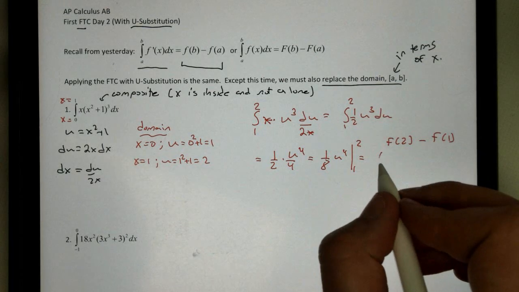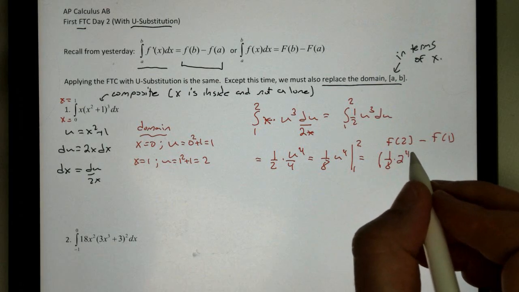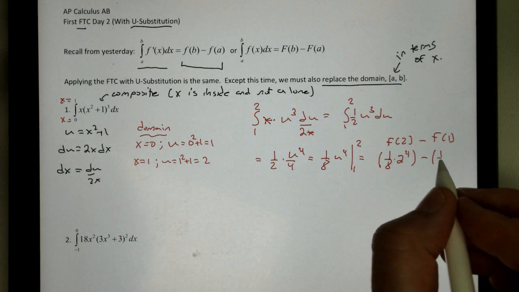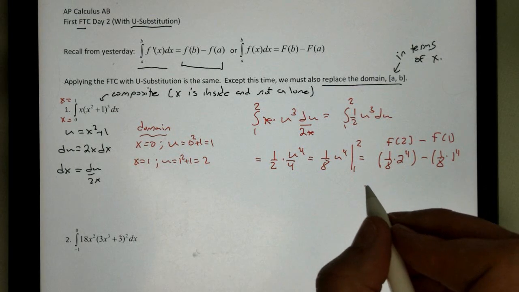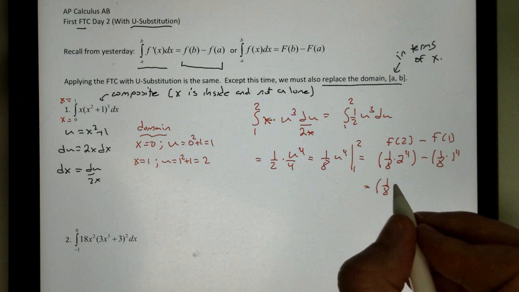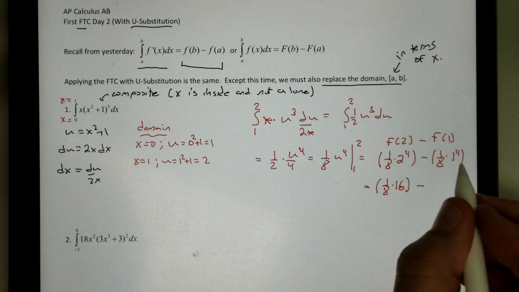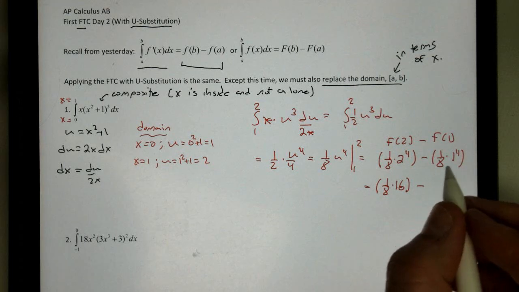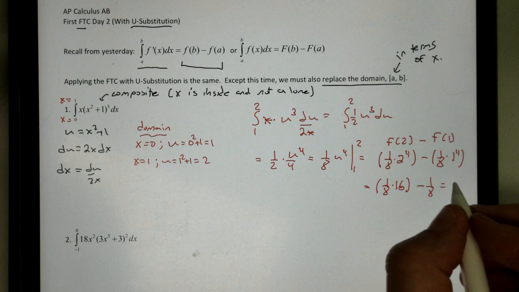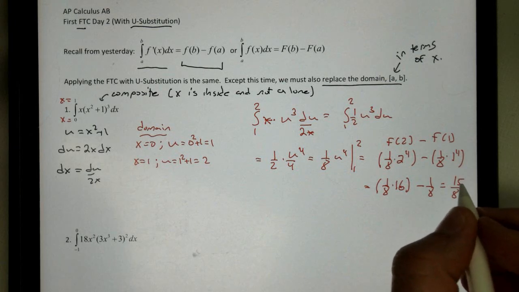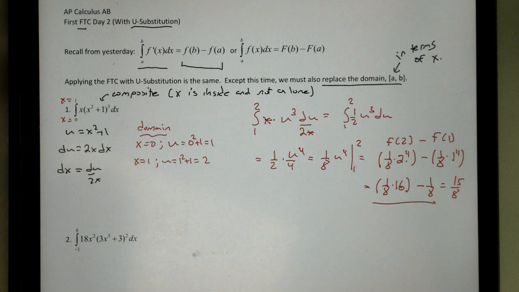Plug in. We're going to get 1/8 times 2 to the 4th, minus 1/8 times 1 to the 4th. And we shouldn't leave 2 to the 4th. We should know what that is. This is 1/8 times 16 minus, and again, 1 to the 4th is 1, so minus 1/8. And if you want to clean this up, that's just 15 over 8, but that's okay too. We typically want to simplify easy exponentials like that.